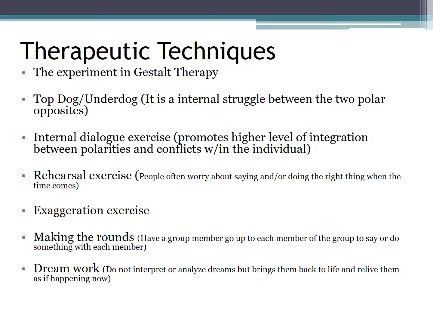Making the rounds. Have a group member go up to each member in the group to say or do something with each member. Making the rounds. That's a particular technique. Dream work. Do not interpret or analyze dreams, but bring them back to life and relive them as if they are happening now.